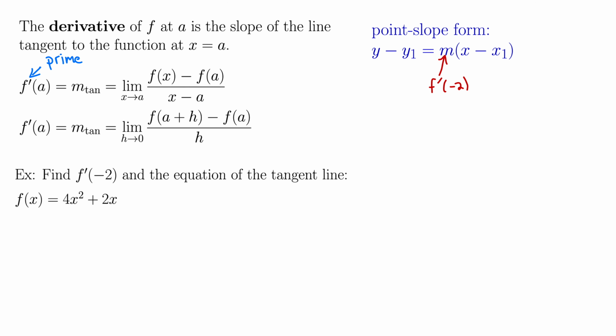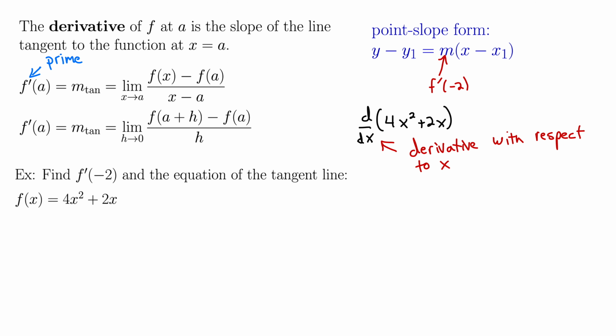And while this prime notation works great, we have another notation for the derivative. We could also write this as d by dx, or d dx, or the derivative with respect to x of 4x squared plus 2x. So we use this d dx notation often as an alternative to saying f prime of x. And we say this is the derivative with respect to x. And then we'd evaluate that derivative at negative 2.